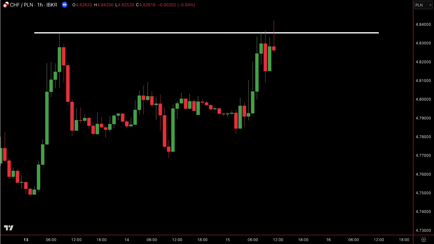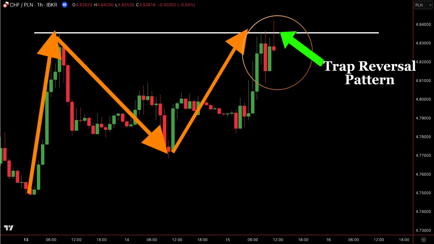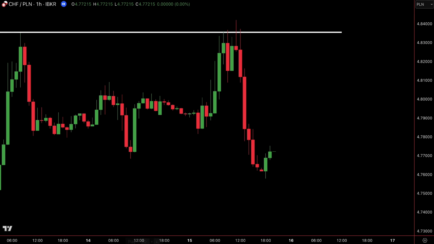Here's a real chart example. The market makes a strong move upward and hits a resistance level, then reverses. After a brief pullback, it pushes back up again. But this time, as it reaches that same resistance level, it forms a trap reversal pattern. This isn't just any setup, it's a clear sign that smart money is using that level to trap breakout buyers, then reverse the market back down.